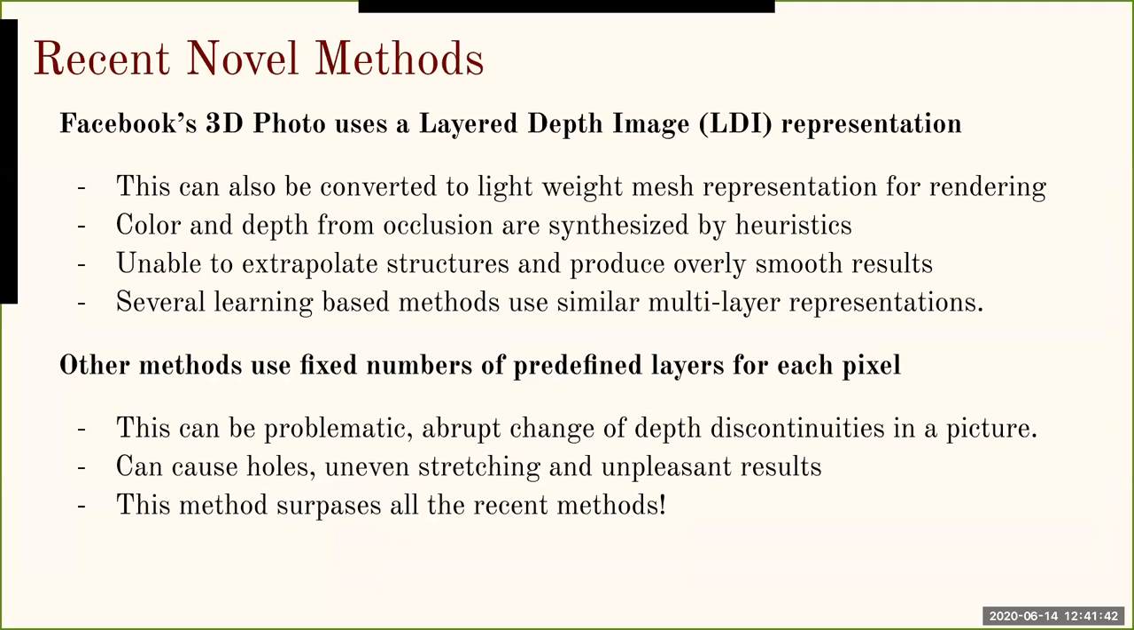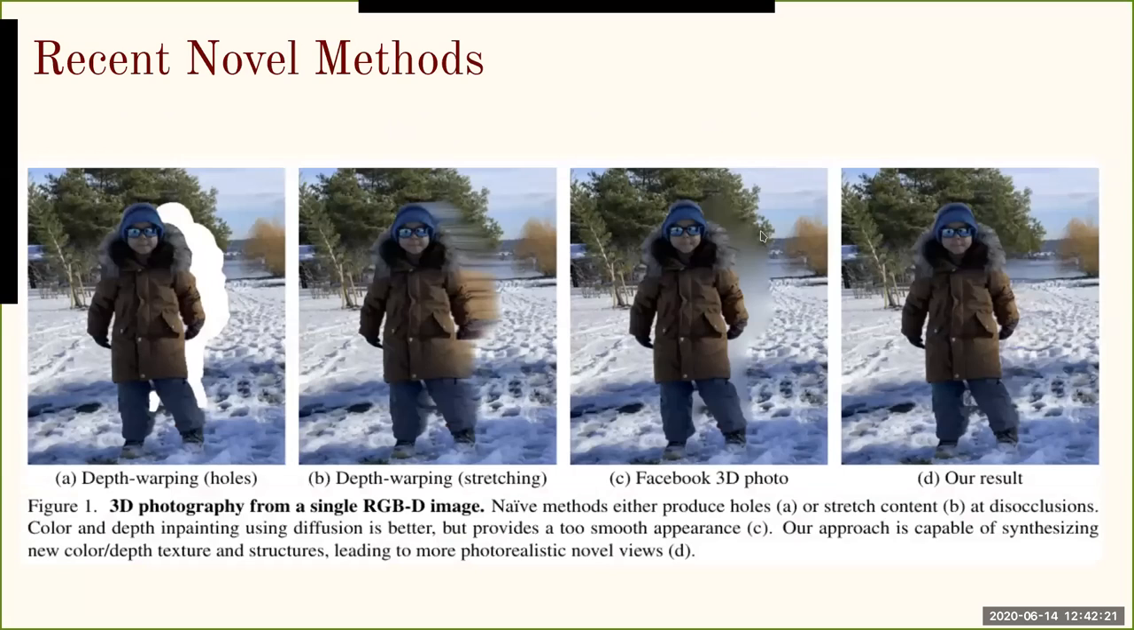Facebook's 3D photo uses a layered depth image representation. This can also be converted to a lightweight mesh representation for rendering, like they are also rendering it in Facebook Lite, which is very computationally efficient. Color and depth for the occlusion are synthesized by heuristics, which I told you means posterior probability calculation and so on, just statistical analysis, given that the surrounding pixels are very similar to the occluded region pixels. The shortcomings of this method are that it is unable to extrapolate structures and produces overly smooth results, like the ghosting effects here, which I told you about.